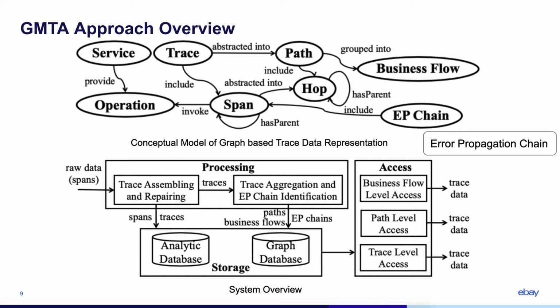The span in the trace aggregates and corresponds to a hop of the path. Paths that meet specific conditions after aggregation will be grouped into a business flow. In addition, the EP chain represents the error propagation chain, which collects a series of error chains that have the same calling sequence. The following figure shows the architecture of GMTA.